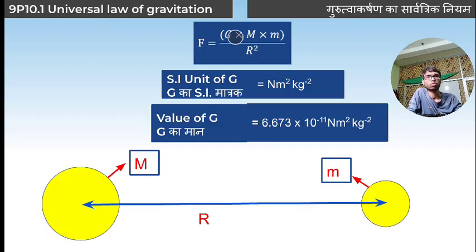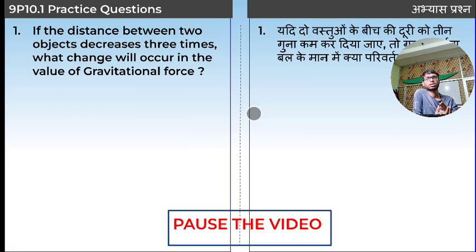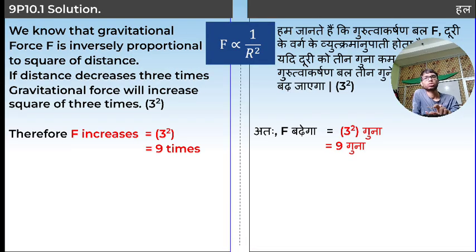The value of G here would be this much, clear? It is very small, you remember, this is very weak. After simplifying it, you will get a very small number, like 0.00000. It is very weak, believe me. Clear. Next, if the distance between two objects decreases 3 times, what happens? What change will occur in the value of the gravitational force? The force will increase, because the distance is decreasing. In that case the force increases 9 times.